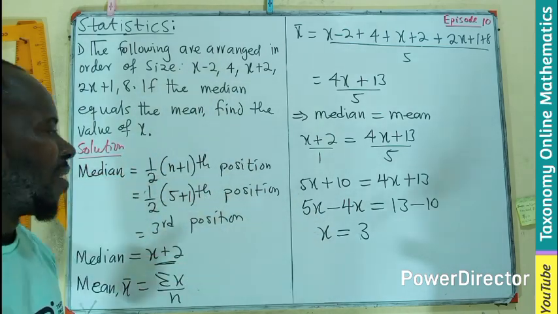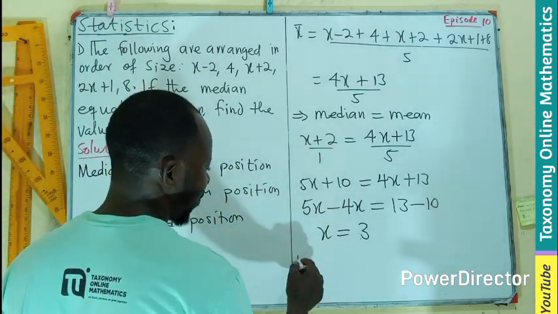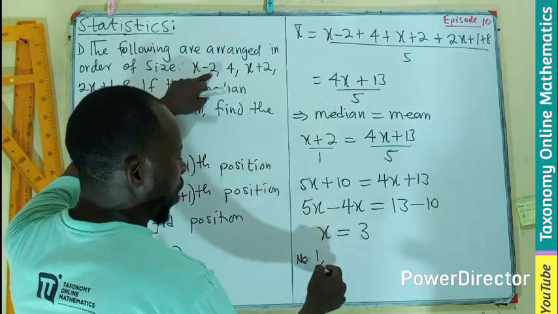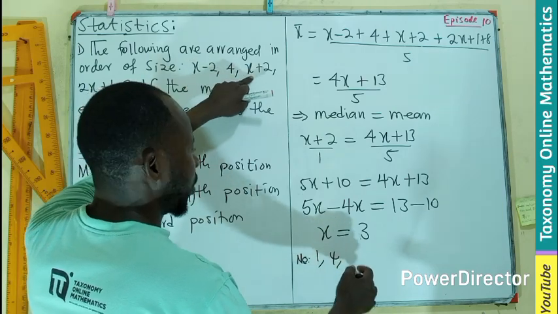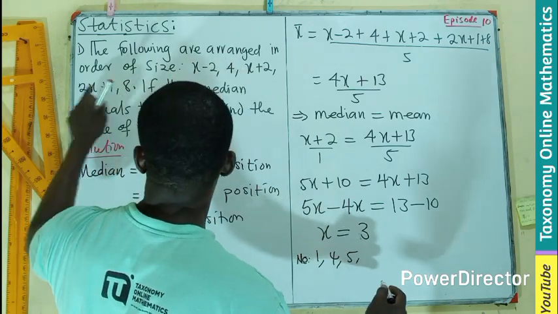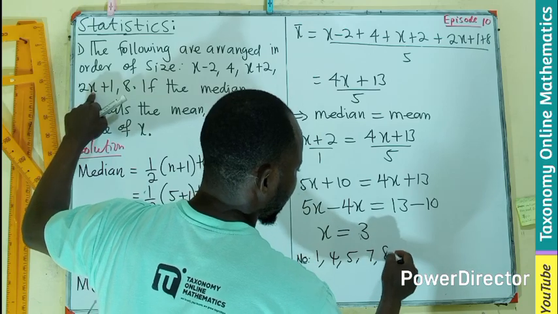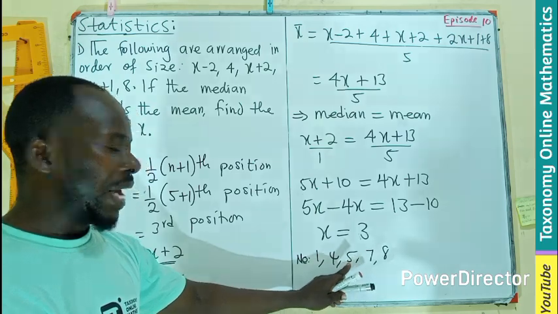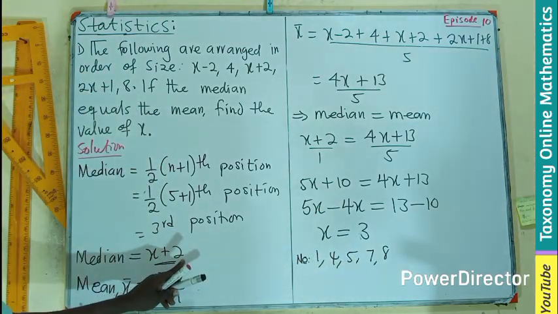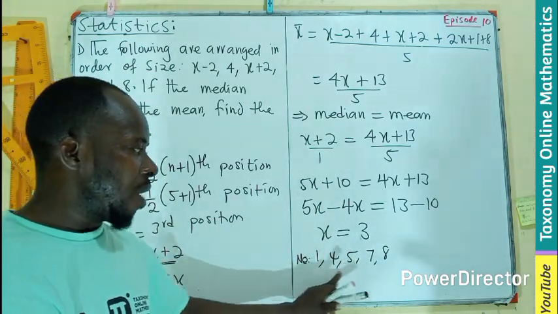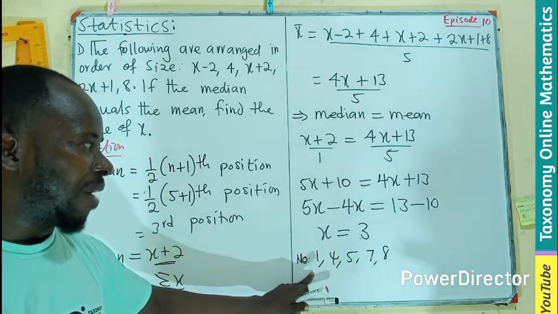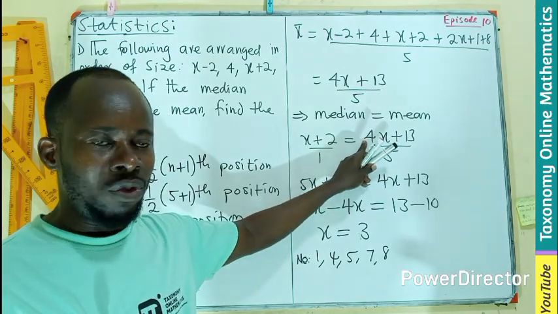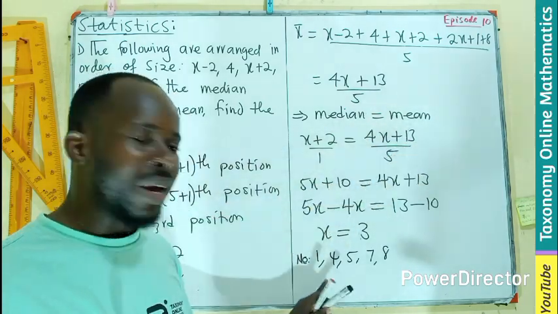If we replace x by the number, the numbers become 3 minus 2, 1, 4, 5, 7, 8. You can see from here that the middle number is 5, since 3 plus 2 is 5. If you add all these numbers and divide by 5, you get the same answer: putting 3 in to get 4x, making 12, plus 13 gives 25 over 5. You get the same answer.